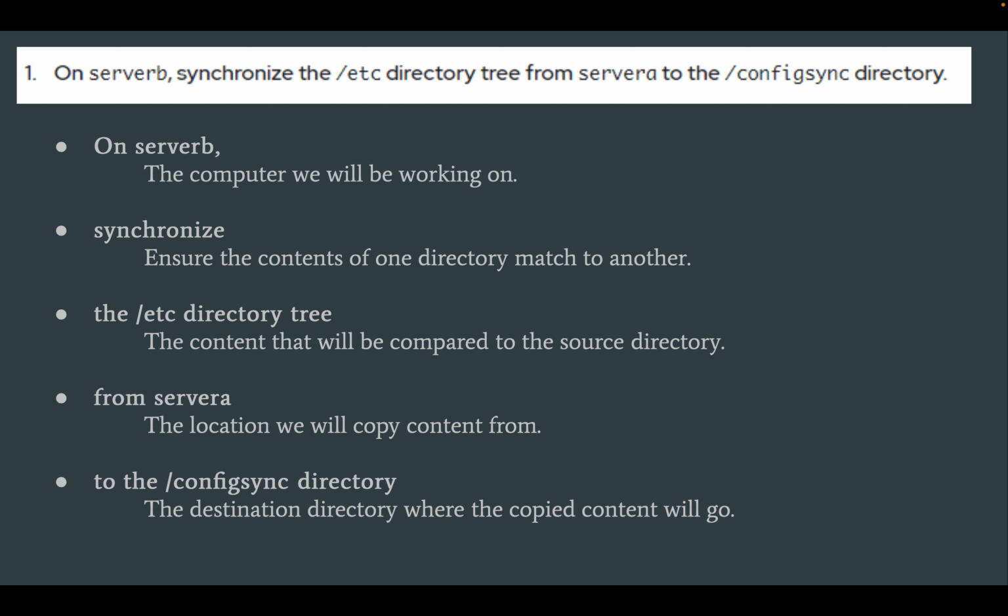On server B just refers to the computer that we will be working on for this lab. To synchronize, as we previously discussed, is to ensure the contents of one directory match the other one. The directory tree is the tree that will be compared to the source directory, that is to say, the one its contents are compared to. Server A is the location we'll be copying the content from, and the /configsync directory is where the copied content that we extract will go.